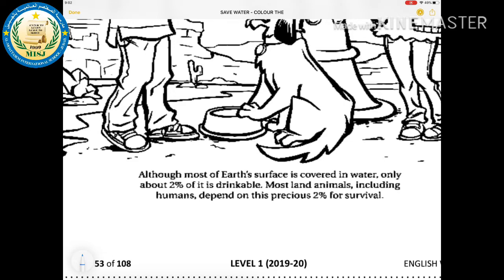Now students, please put your finger on these 3 lines under the picture. I want you to put the finger, okay? And read after the teacher. Repeat after me, okay? Although most of Earth's surface is covered in water, only about 2% of it is drinkable.